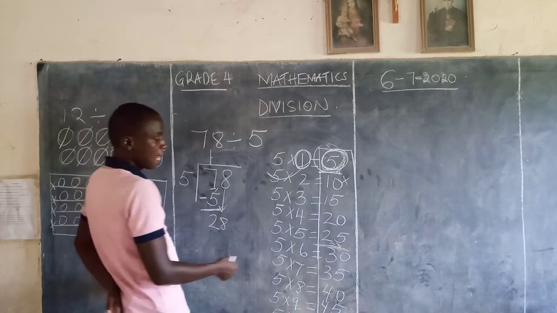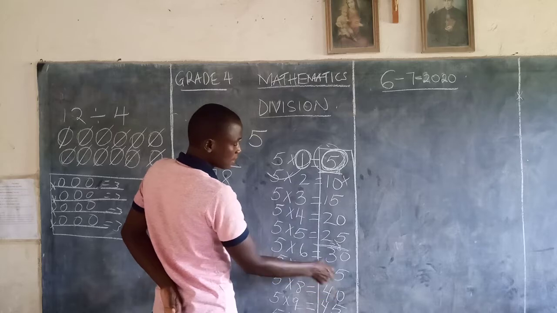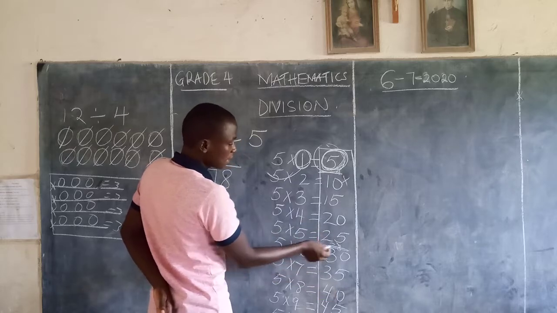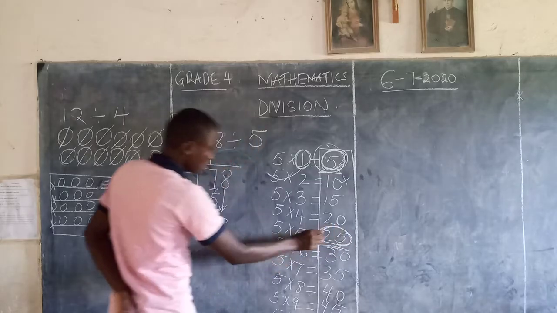What do we do here? You leave the bigger number that is bigger than 28. Take the smaller number. The smaller number is 25. Take 25. Where do you write 25? You write it here.